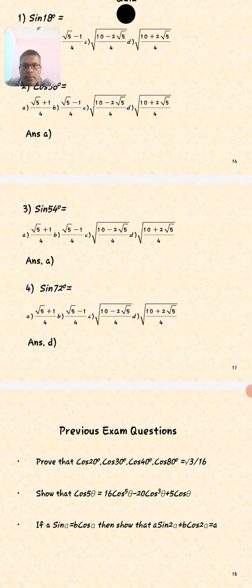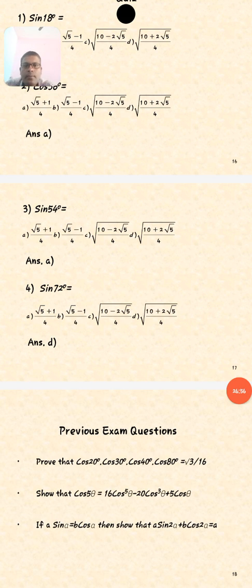Okay. Number 4, sin 72 degrees. Here option A is root 5 plus 1 by 4. Option B is root 5 minus 1 by 4. Option C is square root of 10 minus 2 root 5 by 4. Option D is square root of 10 plus 2 root 5 by 4. The answer is option D, that is square root of 10 plus 2 root 5 by 4.